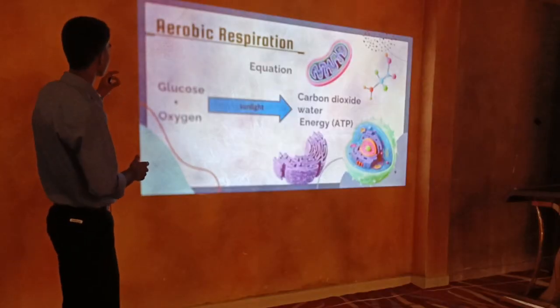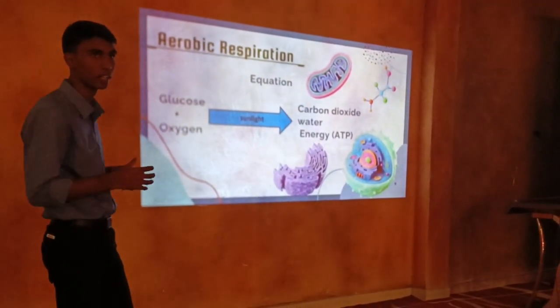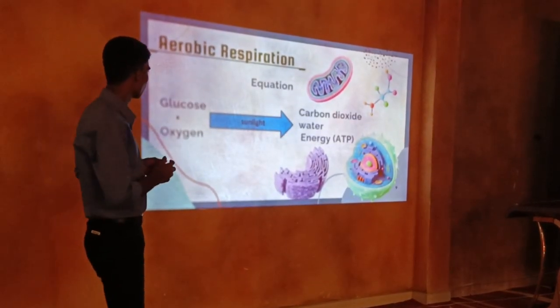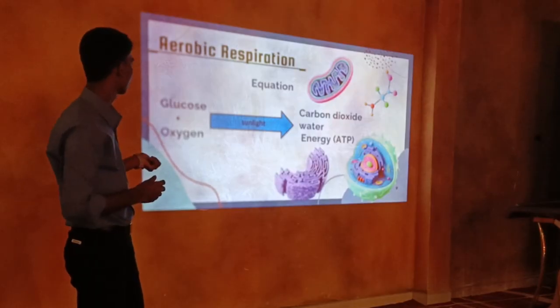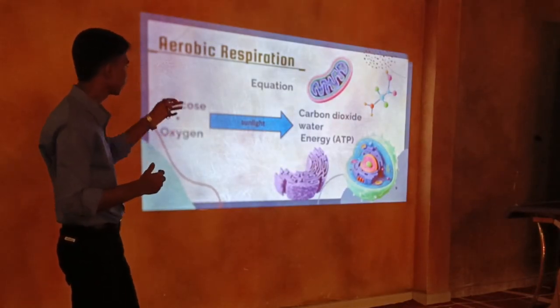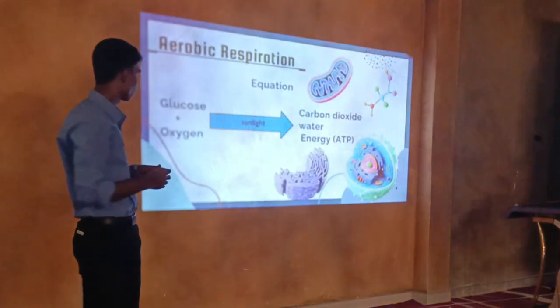So it means glucose is burned by oxygen to create energy. As you can see in this equation, glucose and oxygen react to make energy, and as byproducts, water and carbon dioxide are produced.